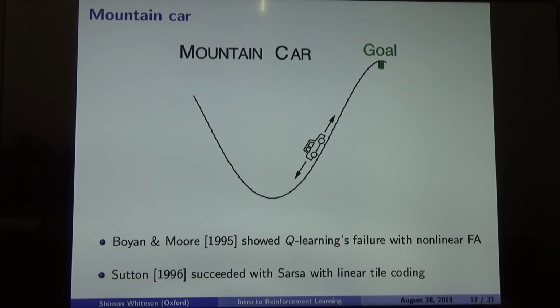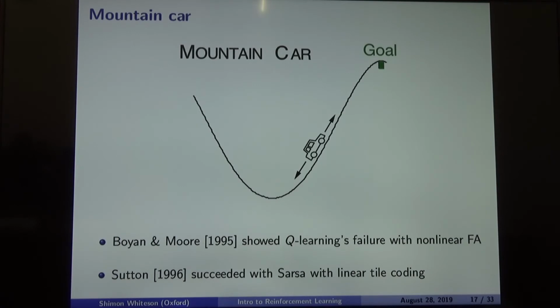And Boyan and Moore had a paper in '95 where they showed that Q-learning, together with nonlinear function approximation, fails on this simple problem. So this was an early paper that was raising the alarm bells about function approximation and reinforcement learning. And Rich Sutton, who is an evangelist for reinforcement learning and was trying to convince everyone reinforcement learning was the path forward for AI, understandably felt a bit threatened by this negative result.